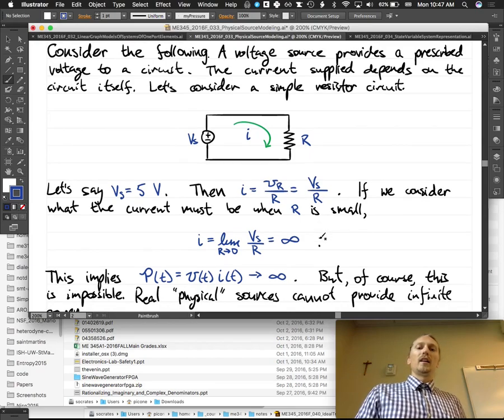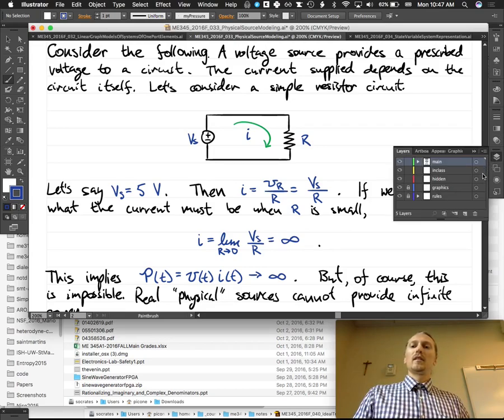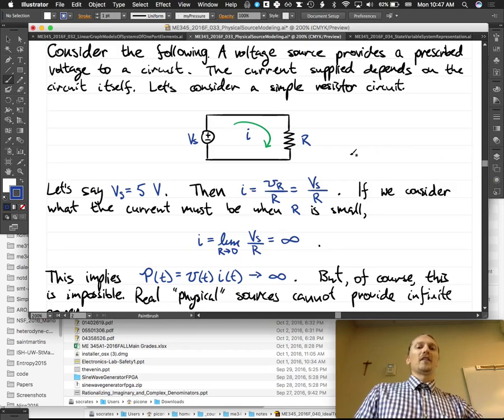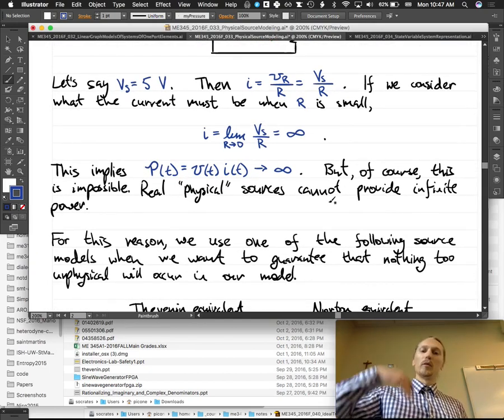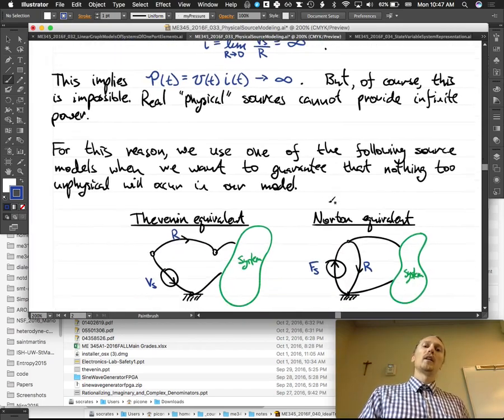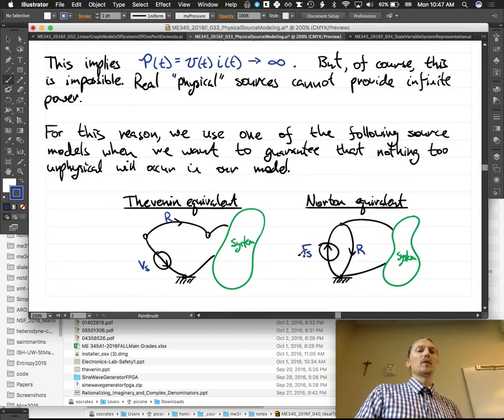Okay? Now if we drive R to 0, then this is going to go to infinity, right? Infinite current. That's right. Can't do that, right? Power to infinity, but of course it's impossible. Real physical sources can't provide infinite power. For this reason, we use one of the following source models when we want to guarantee that nothing too unphysical will occur in our model.